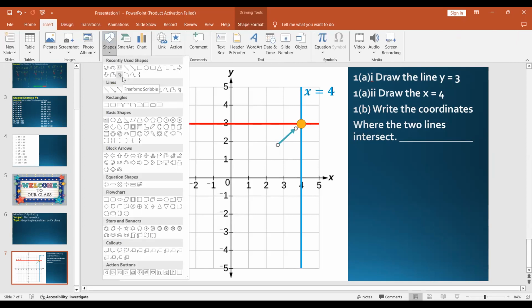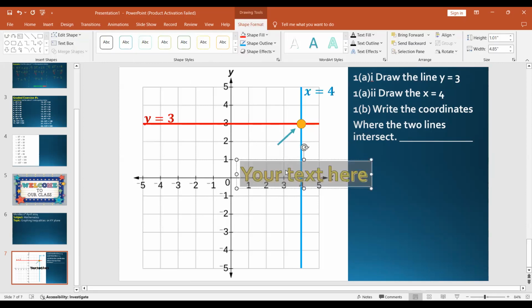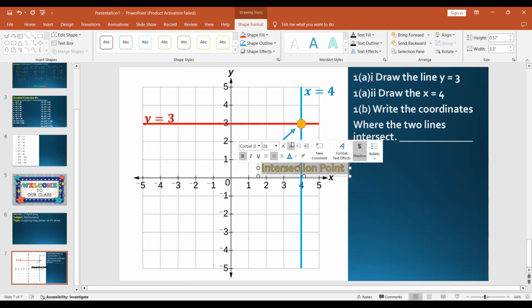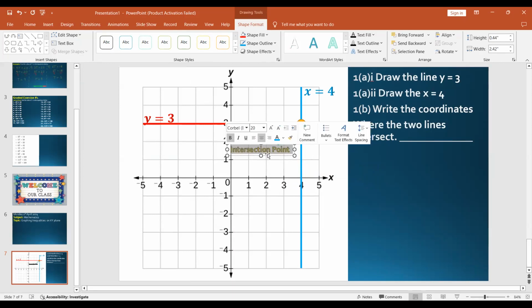Remember, we always write the x-axis first, then the y-axis. And so it's going to be the point, it's called the intersection point. And so that's going to be the point 4, 3. 4, 3 is what we call the intersection point right there. Right, that's the intersection point.